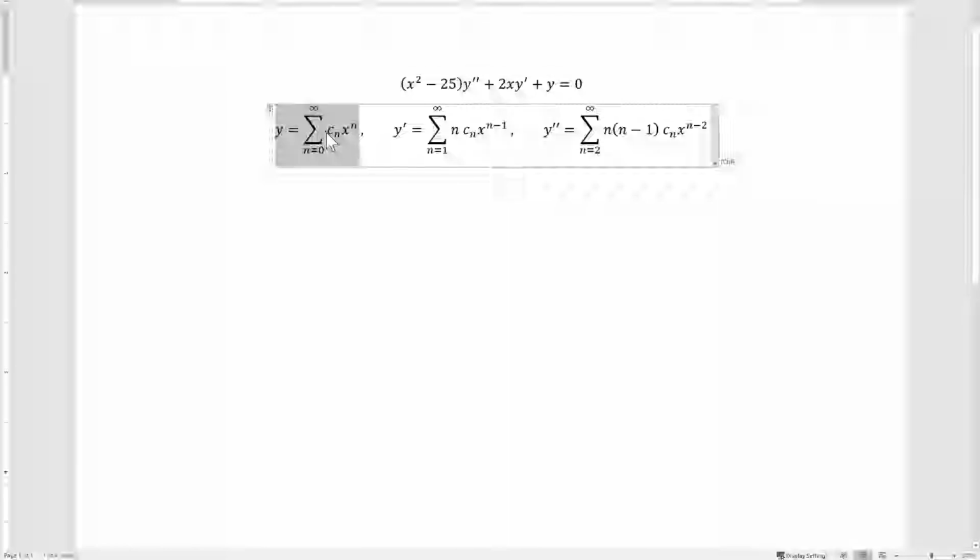So assuming that we have a series solution, and x equals 0 is a regular point, our series solution would look like y equals the sum, the series, from n equals 0 to infinity of c sub n x to the nth power.